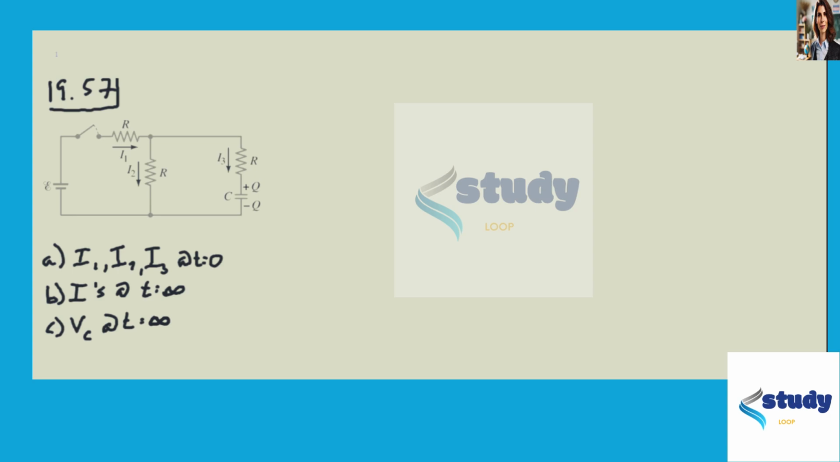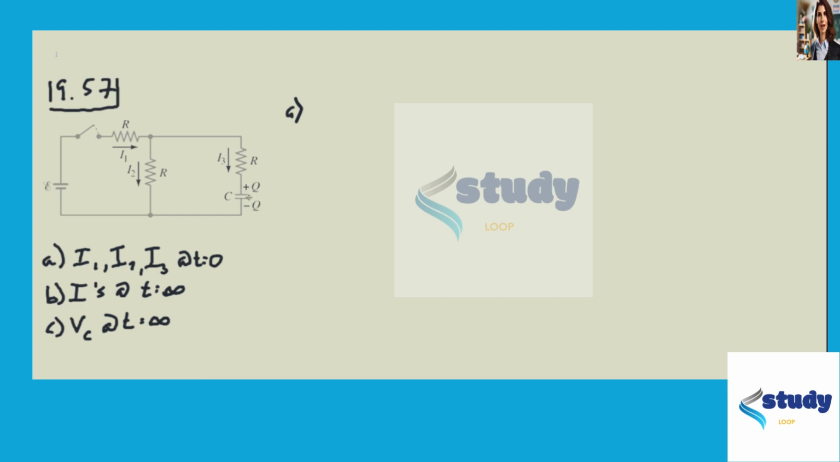19.57, so we have this circuit where the switch is closed at time 0. So we want to find the initial currents at time 0 and the currents at time equals infinity, which we can do by redrawing the circuit in a simpler way that applies at those two particular points in time. And then we want to find the voltage across the capacitor at t equals infinity as well.